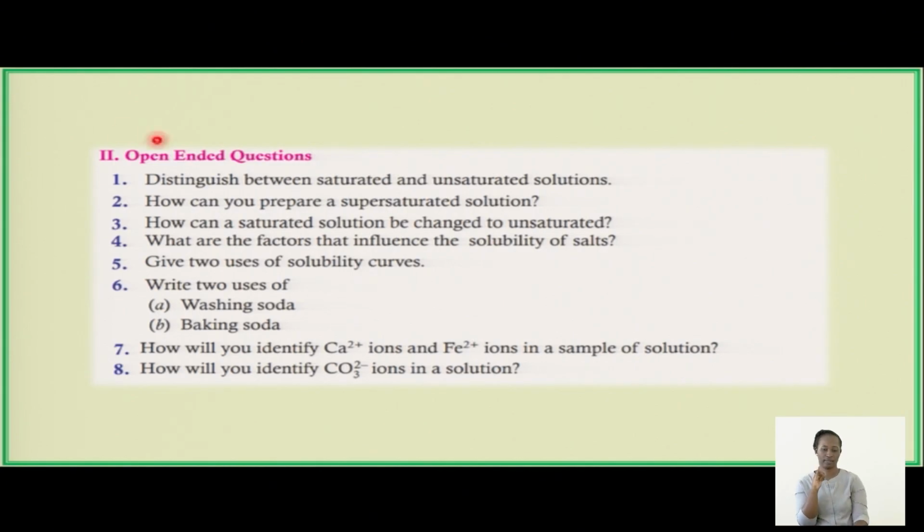Number 2, how can you prepare a supersaturated solution? How can we prepare a supersaturated solution?